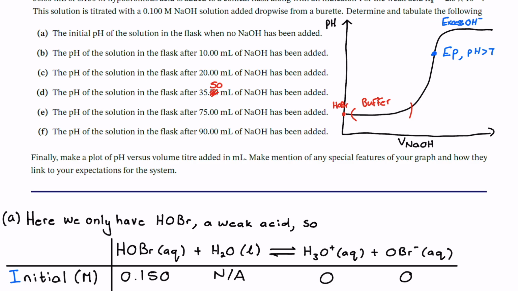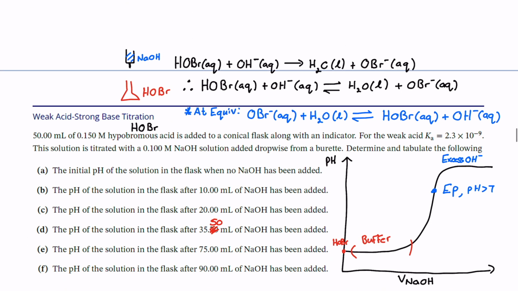Once we start adding NaOH, we need to start thinking of it as a stoichiometry problem, because the OH minus reacts with the acid and forms OBr minus. And we start moving onto the curve. So it decreases the amount of HOBr and it increases the amount of OBr minus present.